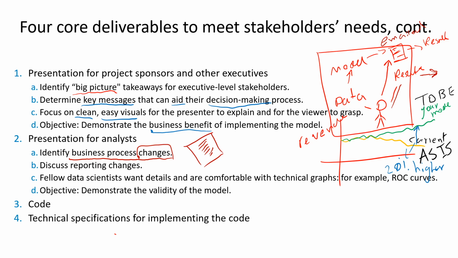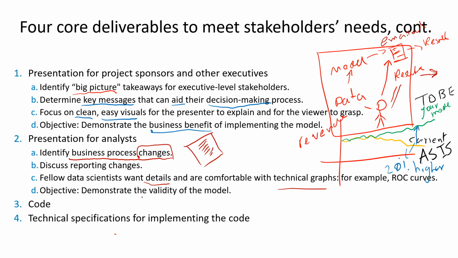Data scientists, there are a lot of people who are going to criticize your work. So you need to be ready for that. They want details, and they are comfortable with technical graphs. So you need to provide them ROC curves, confusion matrices, hypothesis and different t-test results, box-whisker diagrams. You can expect that you can deliver these to technical analysts, and they should be part of your presentation.